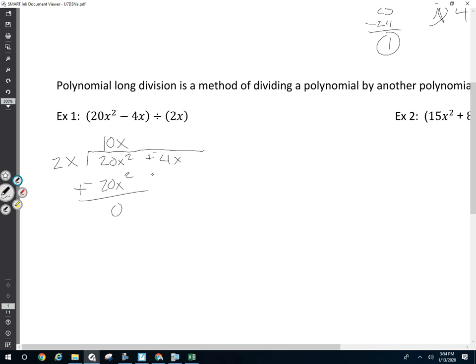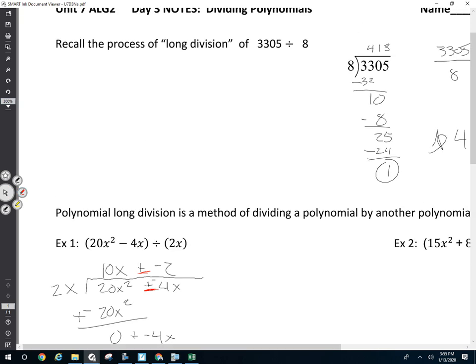What's the next thing I do? I bring down the next term, or the next number. I get negative 4x. How many times does 2x go into negative 4x? Negative 2. So now watch what I have. Up at the top when we did the long division, we had all the numbers next to each other. I'm not going to have all the terms next to each other. They're going to be separated by addition because these terms are separated by addition. Whereas the numbers, it's just one number after the other.